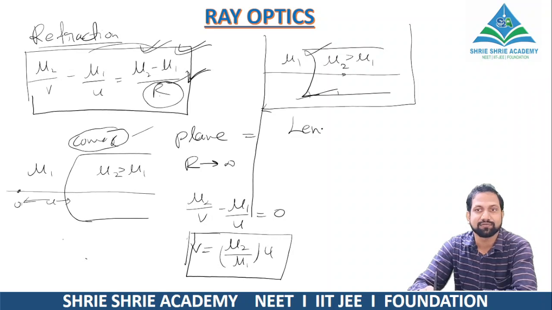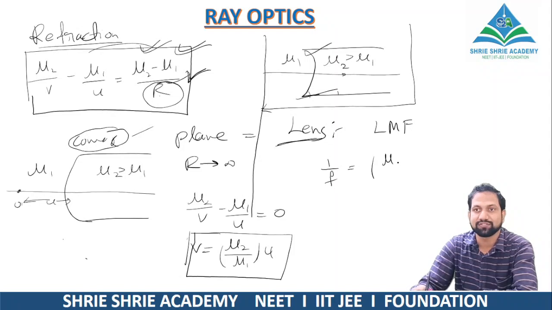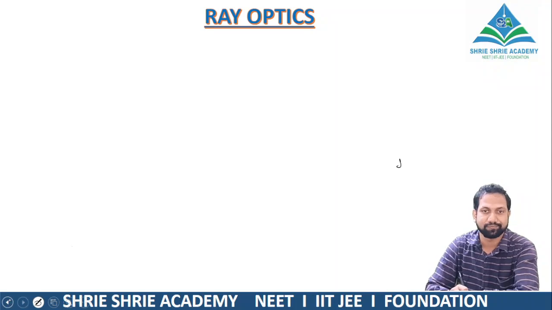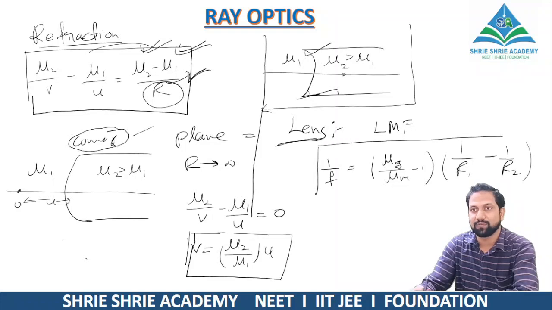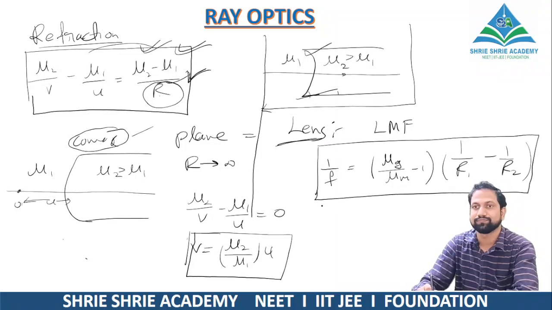Next, lens. Once coming to the lens, remember the lens maker's formula is important. Lens maker's formula is 1 by f equals mu for lens or mu for glass by mu for medium minus 1 into 1 by R1 minus 1 by R2. This lens maker's formula is important, right? And the thin lens formula will be there here itself: 1 by V minus 1 by U equals 1 by F.